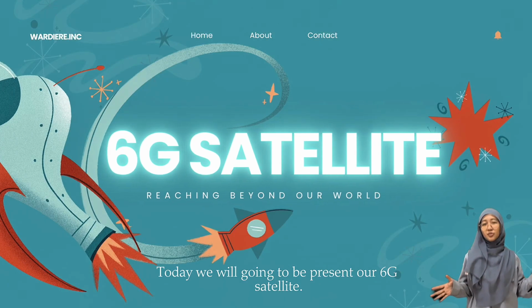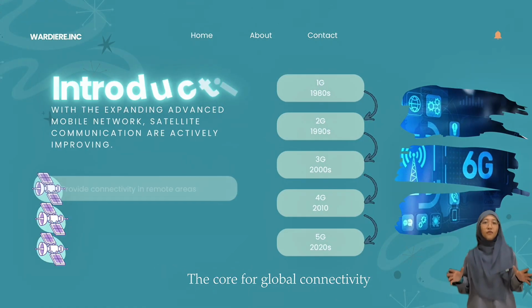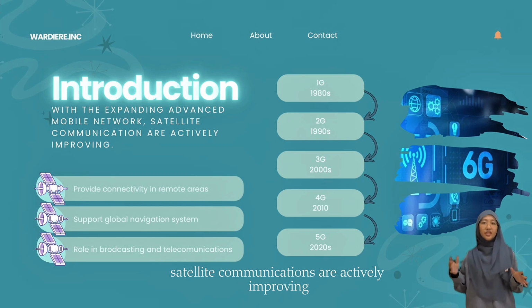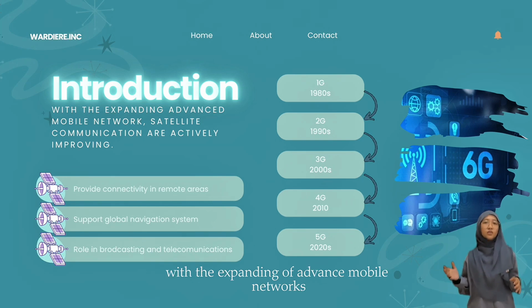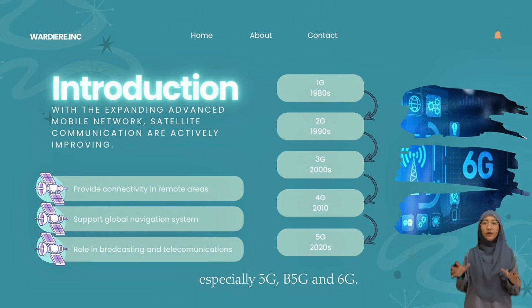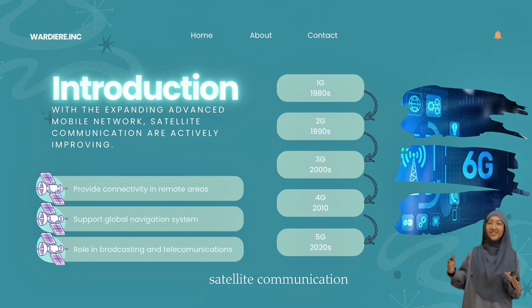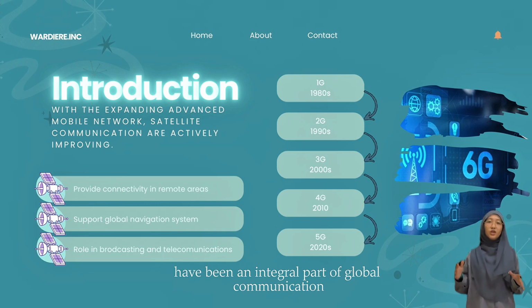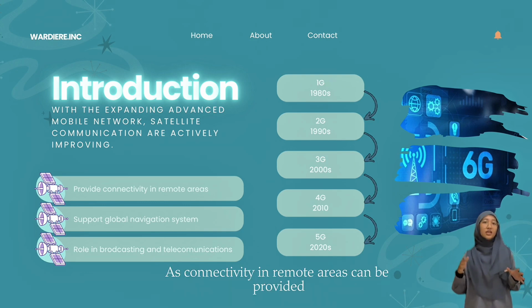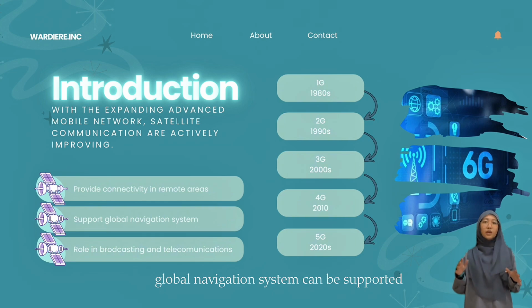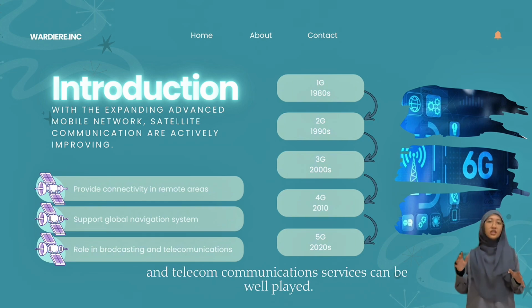Today we are going to present our 6G satellites. The core for global connectivity, satellite communications are actively improving with the expansion of advanced mobile networks, especially 5G, B5G and 6G. For decades, satellite communication has been an integral part of global communication systems. As connectivity in remote areas can be provided, global navigation systems can be supported, and a crucial role in broadcasting and telecommunication services can be well played.